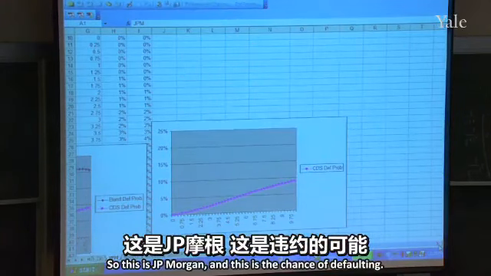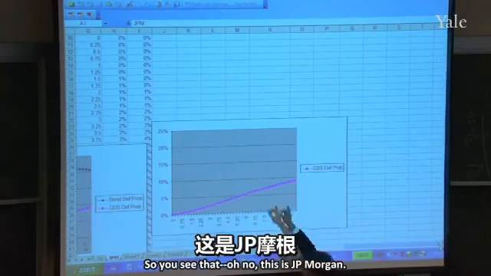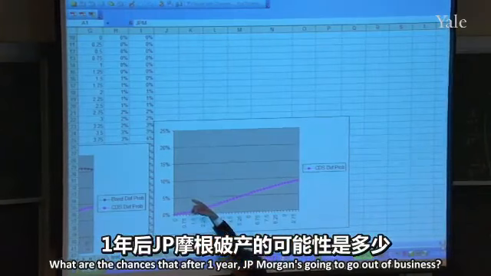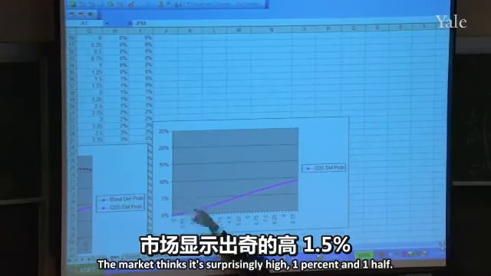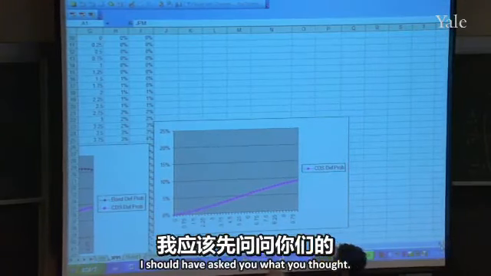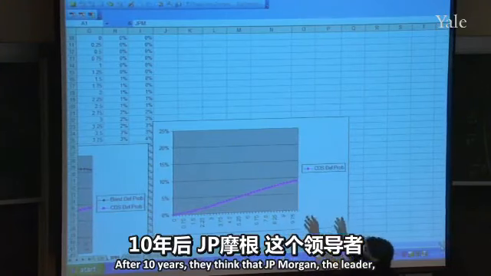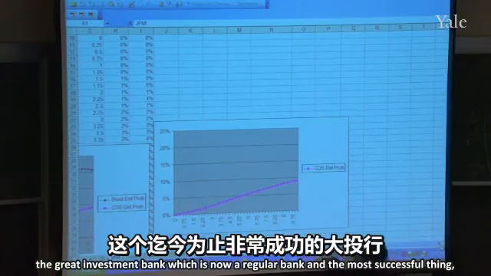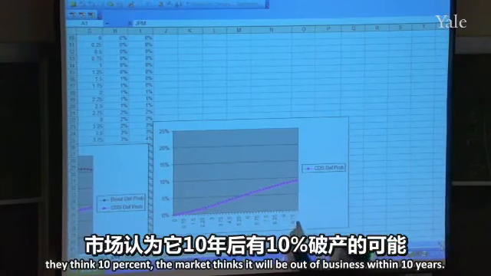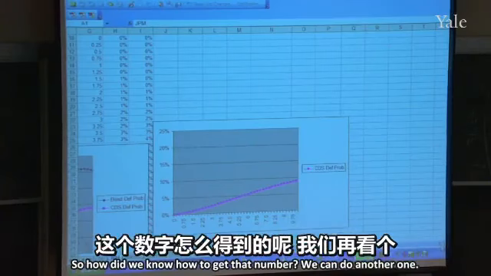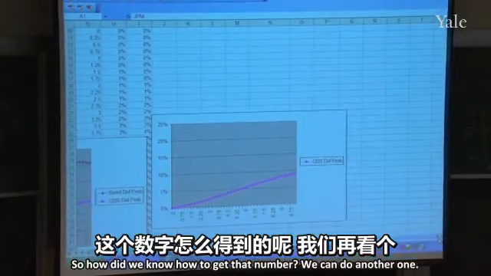So this is JP Morgan, and this is the chance of defaulting. What are the chances that after 1 year JP Morgan's going to go out of business? The market thinks it's surprisingly high, 1.5%. I should have asked you what you thought. After 10 years, they think that JP Morgan, the leader, the great investment bank, which is now a regular bank, and the most successful, they think 10%, the market thinks, it will be out of business within 10 years. Okay? So how did we know how to get that number?